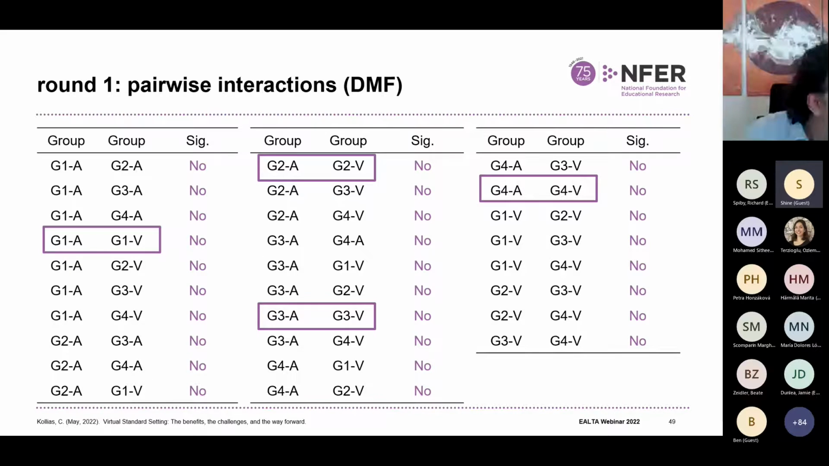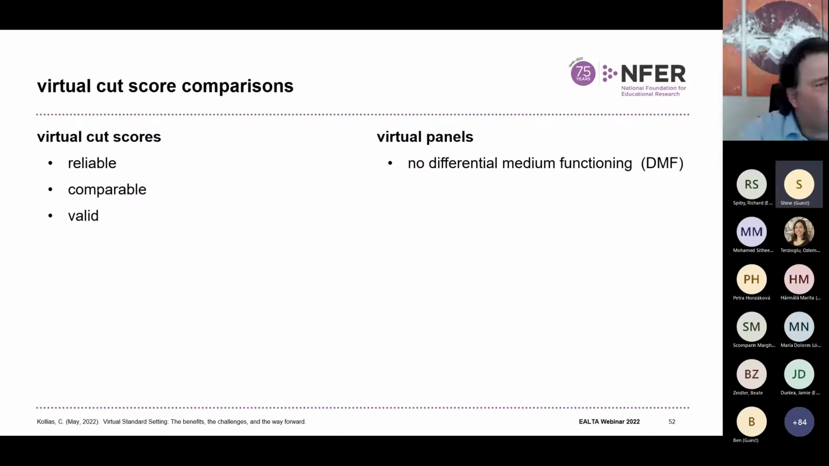Okay. For round 2, same story. Round 3, same story. So at the end of the day, the quantitative data gave me that virtual cut scores were reliable, comparable, and valid. And no differential medium functioning, aka bias, was observed.